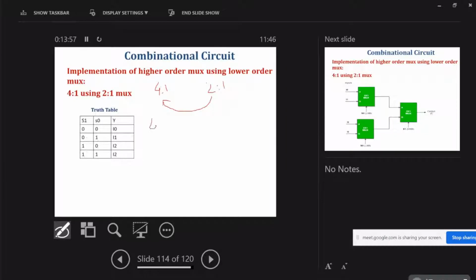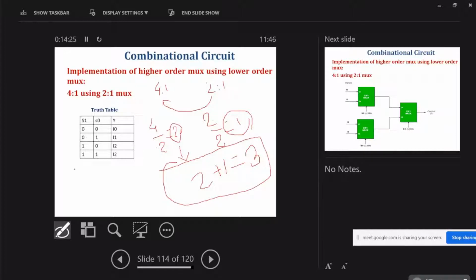Okay, so 4 divided by 2 we get 2. Then 2 divided by 2 we get 1. Now we'll stop. So we see, in the first phase we get 2, in the second phase we get 1. So how many muxes do we need? 3 muxes.